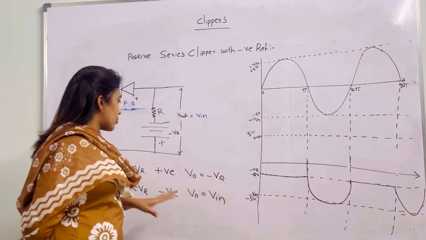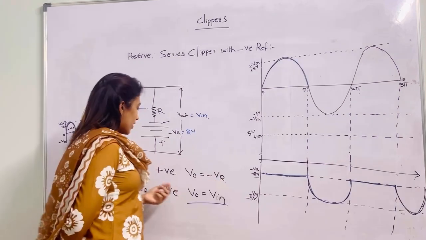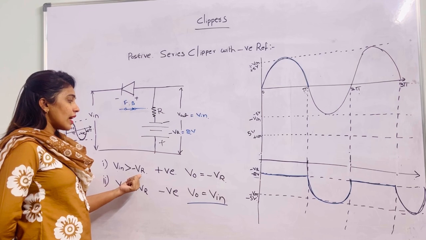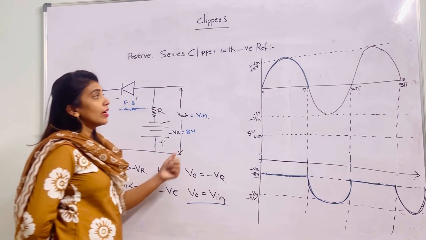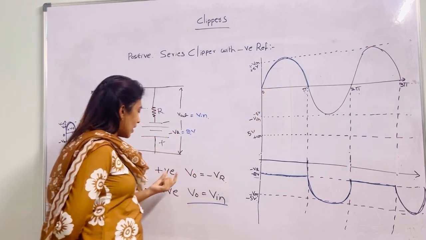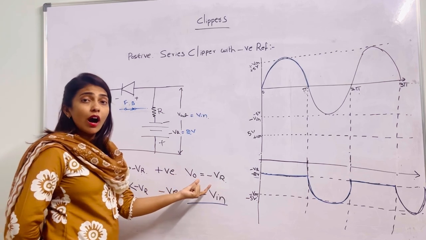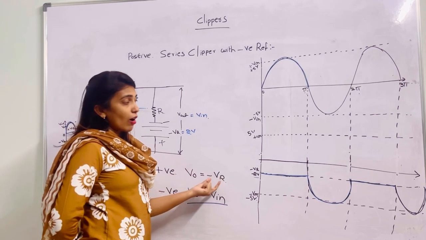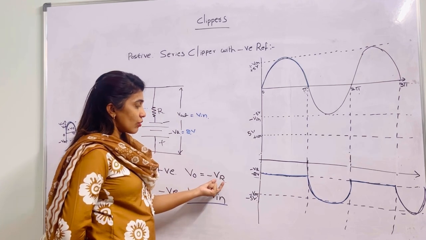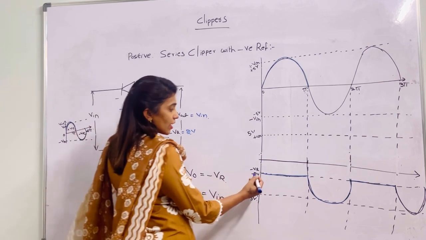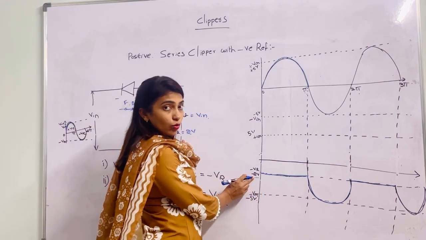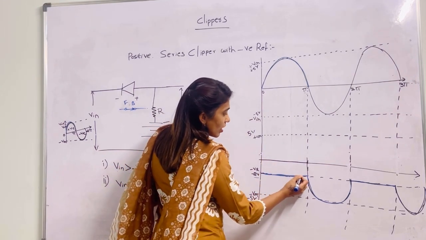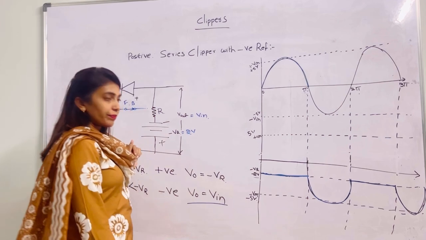How do we get the output signal? Listen carefully. In the first case, V in greater than minus VR, the input is at the positive half. During the positive half, the output voltage is equal to the reference voltage. Here the reference voltage is minus 2 volts. So simply, the output voltage is equal to the reference voltage.